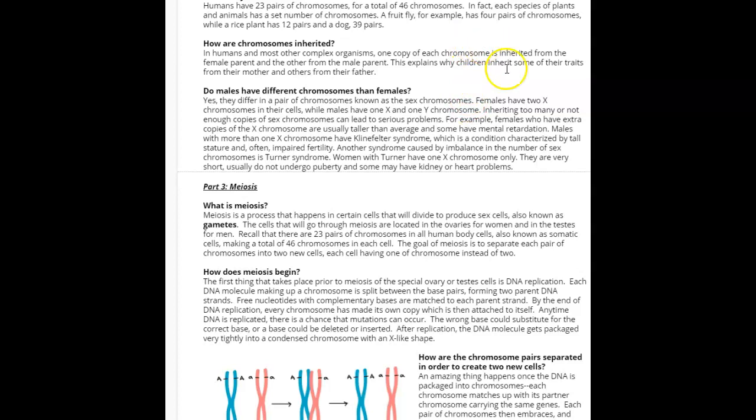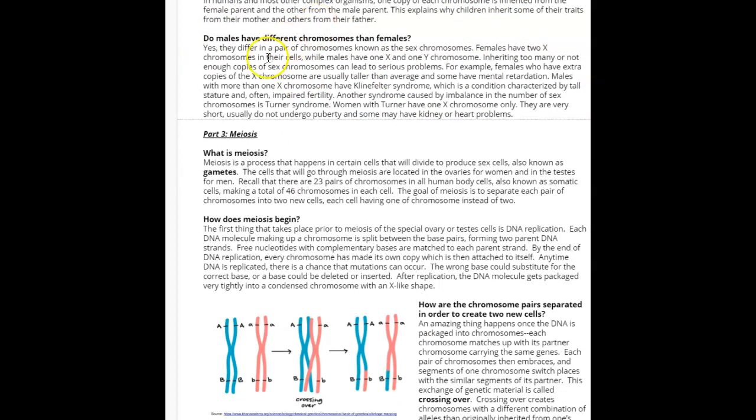That explains why children inherit some of their traits from their moms and others from their dads. Do males have different chromosomes than females? Yes, they differ in a pair of chromosomes known as the sex chromosomes. Females have 2 X chromosomes in their cells, while males have 1 X and 1 Y chromosome. Inheriting too many or not enough copies of sex chromosomes can lead to serious problems.